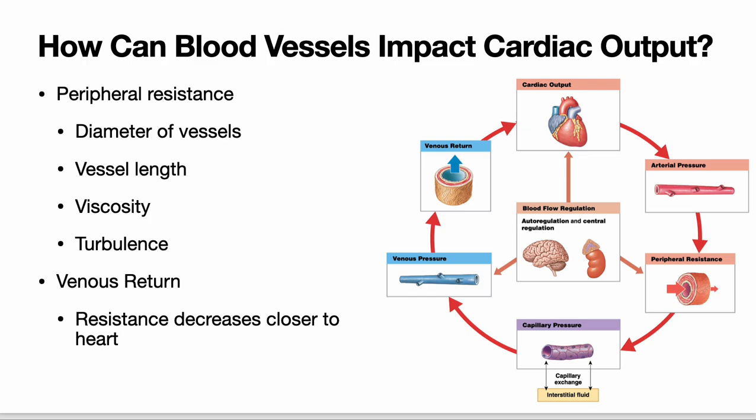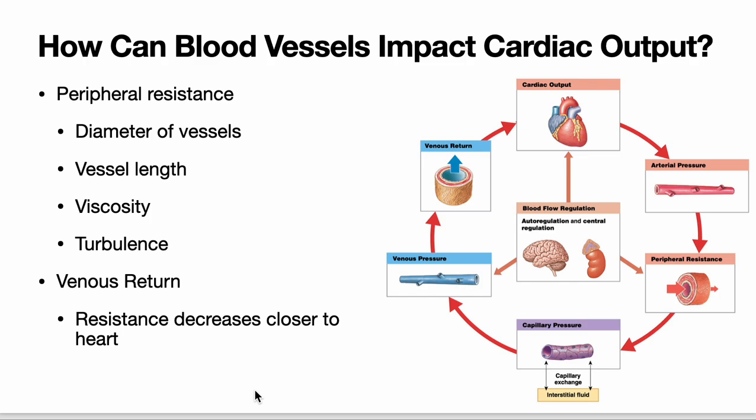Also, how much blood is being returned, right? Your heart can't pump more blood than what's coming back to the heart. So the venous return is going to be really important. The more blood that comes back to the heart, the more the heart can pump in terms of output.